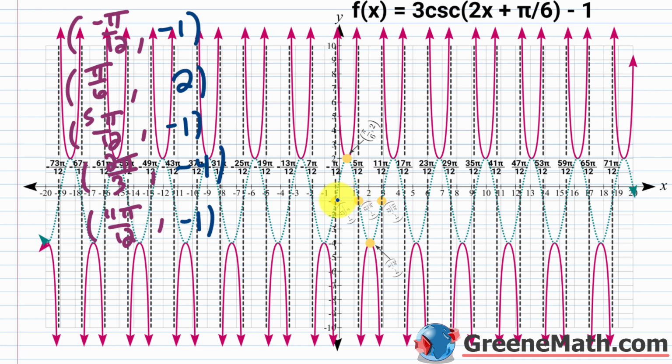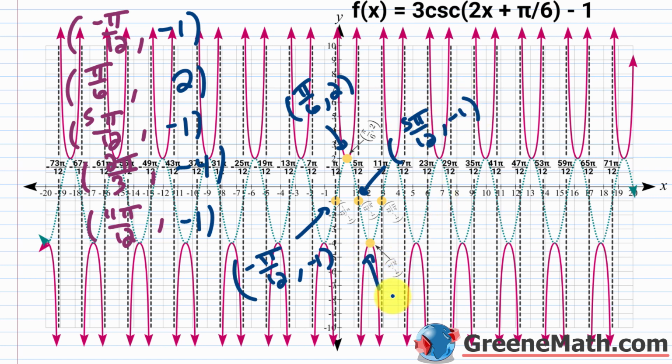And so this point right here is negative pi over 12 comma negative 1. Let me arrow to this and say this is negative pi over 12 comma negative 1. Maybe that helps you if you don't have access to Desmos. So this right here is pi over 6 comma 2. Then this point right here, this is 5 pi over 12 comma negative 1. Then this point down here, this is 2 pi over 3 comma negative 4. And then this point right here, this is 11 pi over 12 comma negative 1.